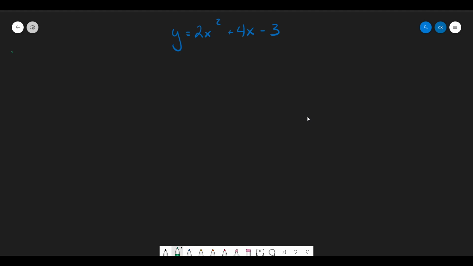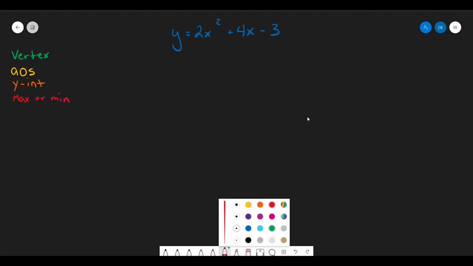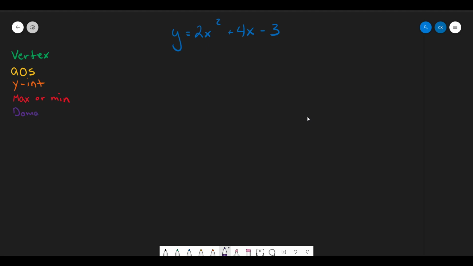We want to find the vertex. We want to find the axis of symmetry. I'll shorten it to the AOS. This is the axis of symmetry. We want to find the y-intercept. We want to find, is it a maximum or minimum? And we want to find, what color haven't I used? Purple. We also want to find what is the domain and what is the range.